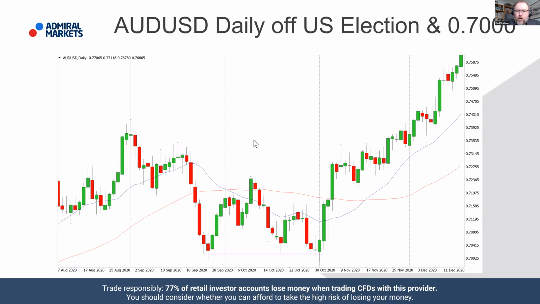And this is an example on the Aussie against the US dollar, right? Price comes down and forms this particular level at the time. Some people might say, well, Paul, there was a bit of a morning star formation there before it rallied. Woulda, coulda, shoulda. But price comes back down to it, taps it before moving up, comes back down to the area again.